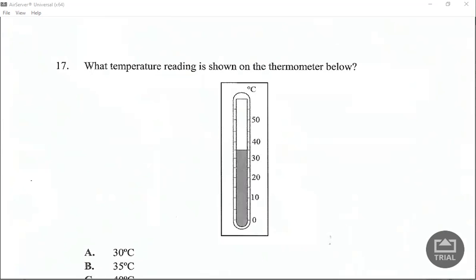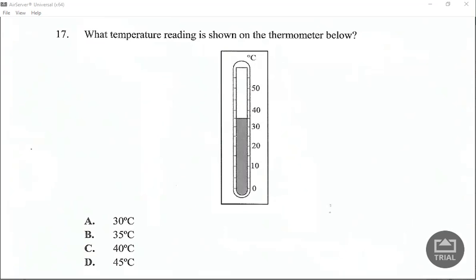Let's look at 17. What temperature reading is shown on the thermometer below? So here we have 30, and it's between 30 and 40, halfway. So it would be 35 degrees.